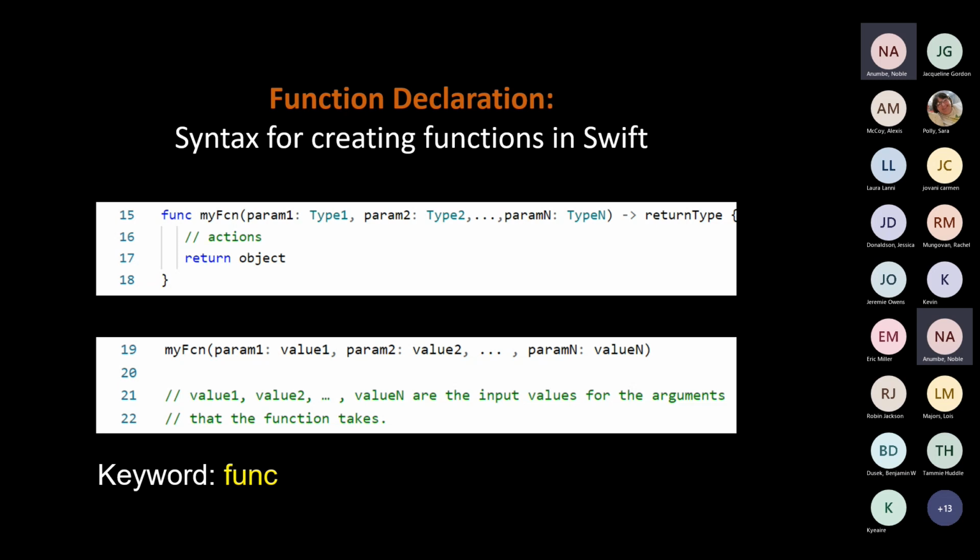And then after that, you include what looks like an arrow here, which is a straight line and a greater than sign. And then you choose what your return type is going to be, right? And then open and close brackets. And then whatever action you're going to take goes here. And then you're going to return some kind of result, right? That's the overall syntax for doing that.